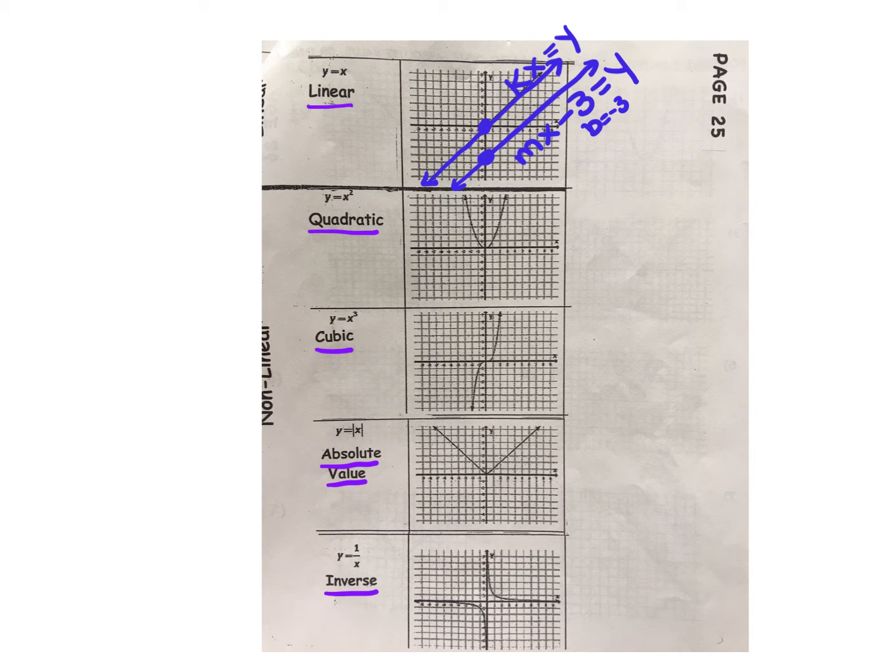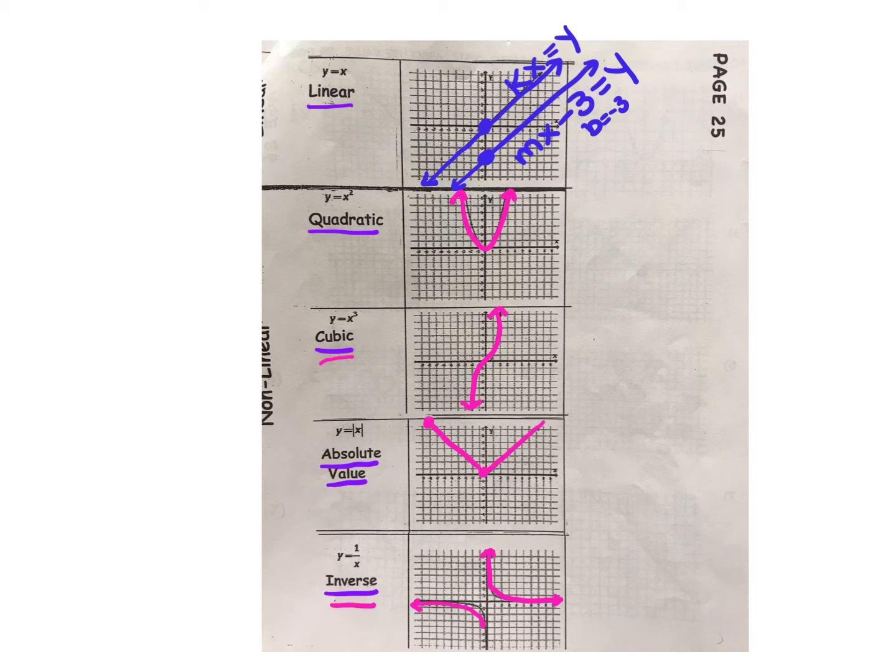When we get a quadratic equation, we see the graph of the quadratic function is a parabola. When we get a cubic equation, we get this S-shaped graph. When we get an absolute value function, the graph is that of a V. And lastly, an inverse function has a curved shaped graph.